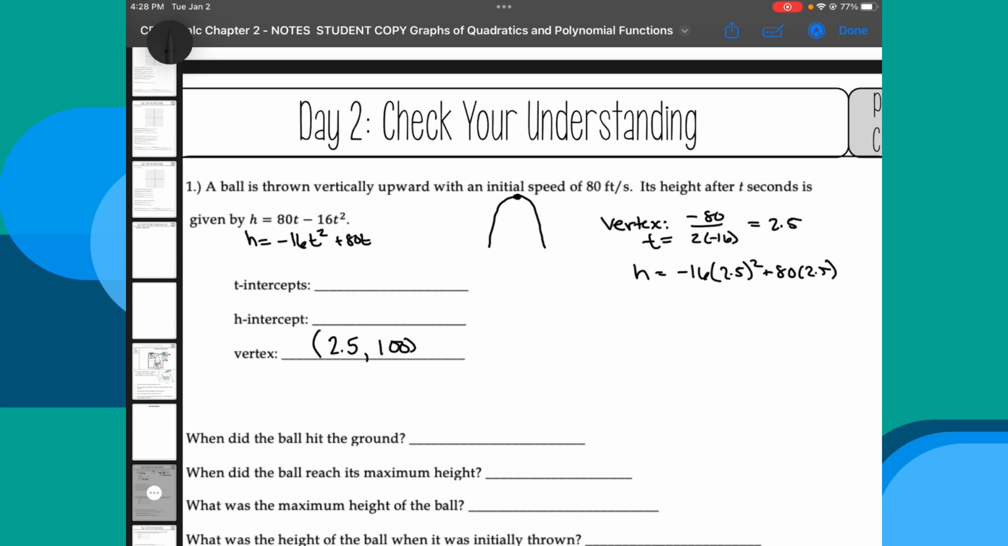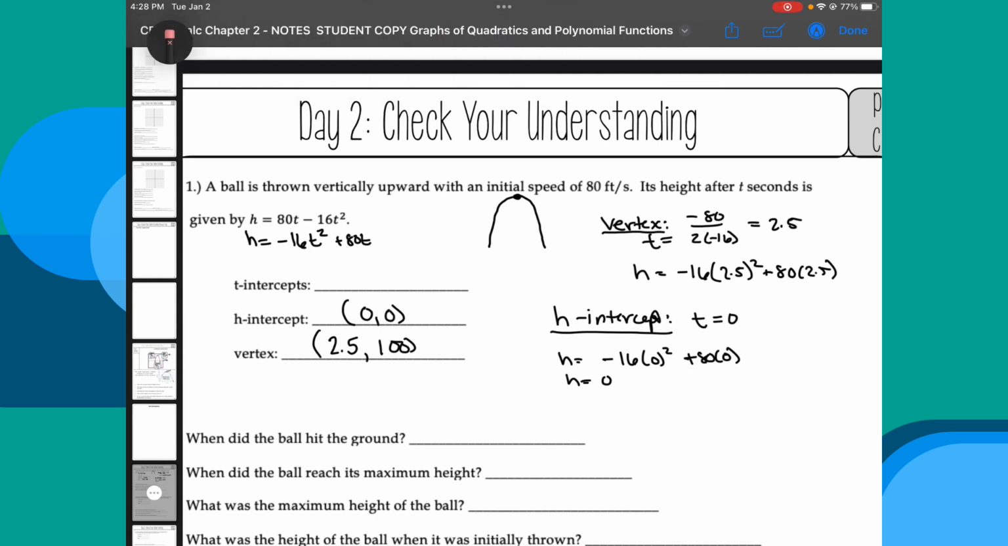The next thing that we're asked for is the h-intercept. Remember, the h-intercept is like saying your y-intercept. So to calculate your y-intercept, you plug in 0. We know that t is going to be equal to 0 because we're finding that starting value. So if we have negative 16 times 0 squared plus 80 times 0, we can plug that all in and we get 0. So our h-intercept is at (0, 0).